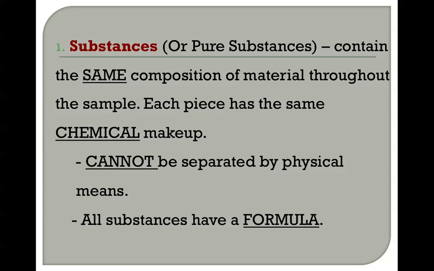So our first thing are called substances. This is one of the big general categories. It can be referred to as a pure substance, but you should be able to recognize it just by the term substance. So how we use that on an everyday basis has to be adjusted. Now, substances are very specific in chemistry. These contain the same composition of a material throughout the sample. So each piece of a substance has to have the same chemical makeup as the rest of the substance. These cannot be separated by any type of physical means, and all substances have to have a chemical formula.